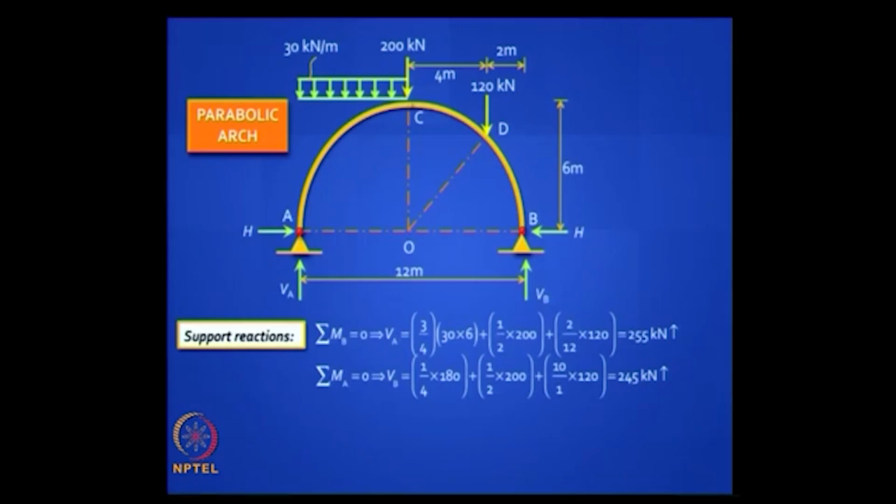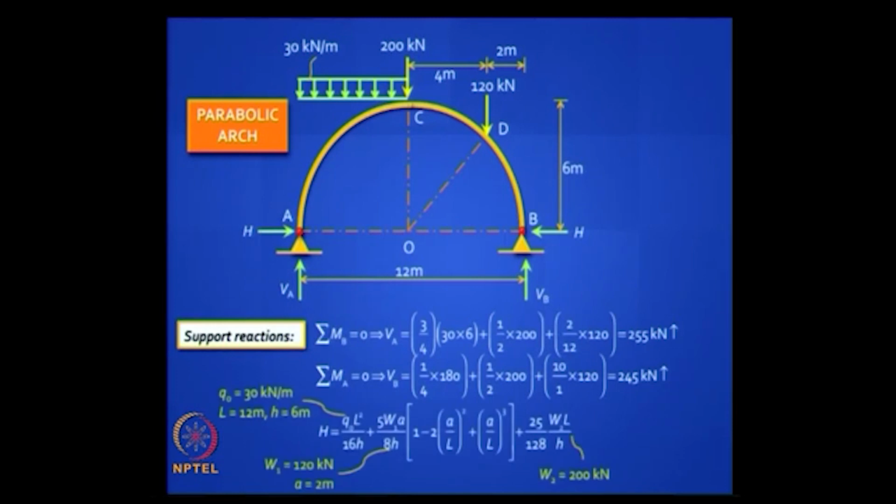Take the concentrated load at the crown, 200 kilonewton, half, 100, and take that 120. 2 by 12 will go to the left support, and 10 by 12 of that will go to the right. All simple stuff, you can find it, you can take moment equilibrium and solve it. Clear? Now the expression for horizontal force, you can just use what we have derived.